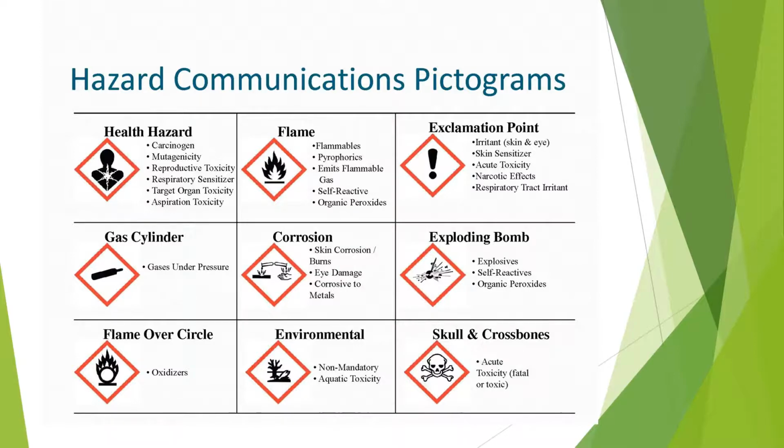Here we have the hazard communication pictograms. Pictograms on labels and safety data sheets alert the user of the chemical hazards to which they may be exposed. Each pictogram consists of a symbol on a white background framed within a red border and represents a distinct hazard or hazards. Here you will find all the pictograms and the hazards that may be on labels and safety data sheets.